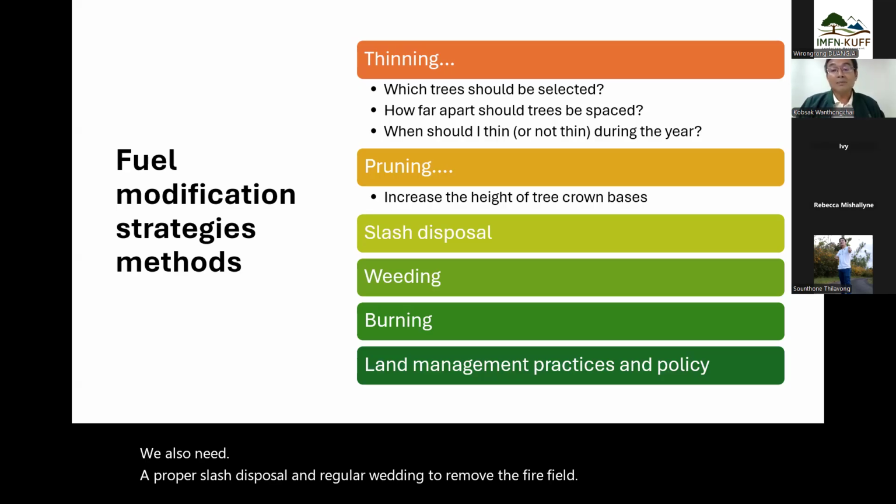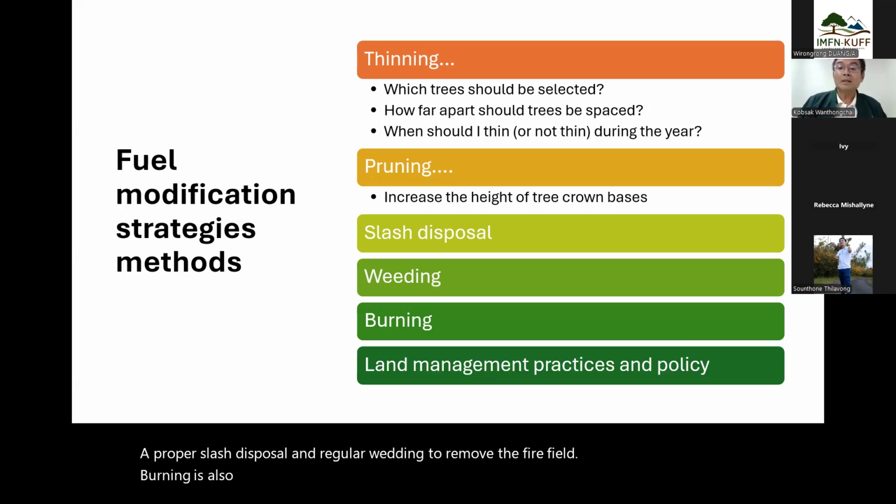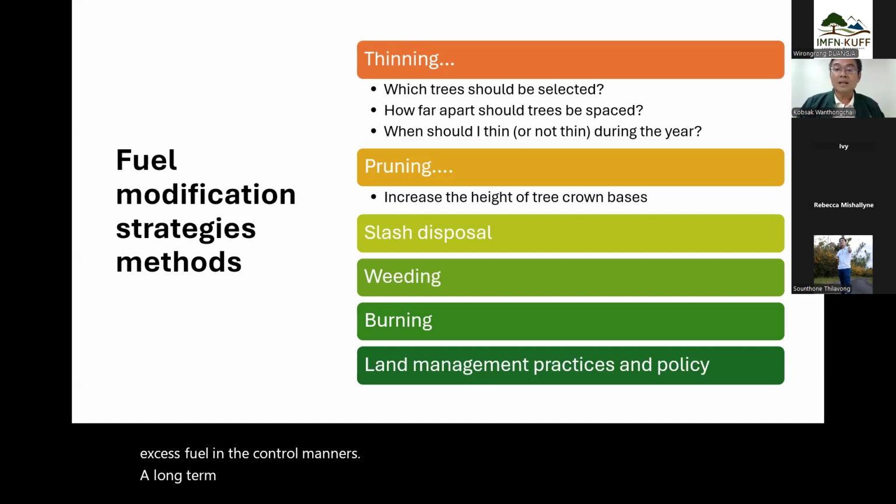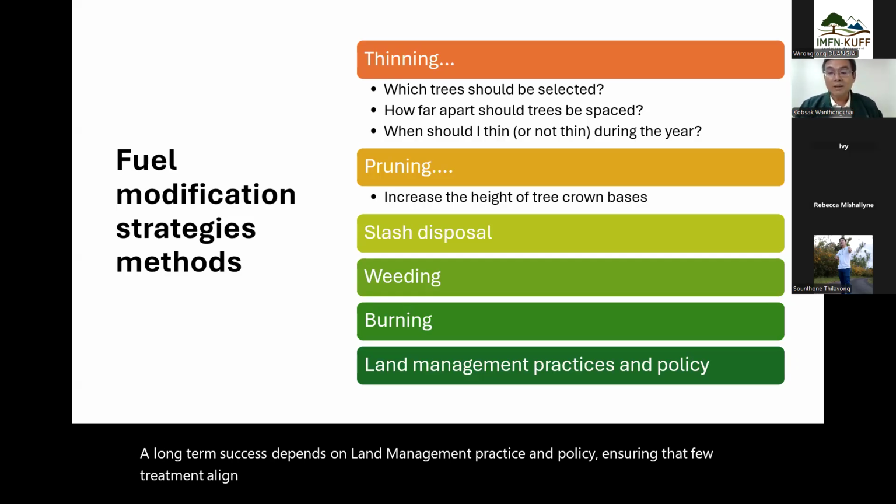Burning is also acceptable. The burning includes prescribed burning to help eliminate excess fuel in a controlled manner. And finally, long-term success depends on land management practice and policy, ensuring that fuel treatment aligns with the local goals, regulations, and fire regime.